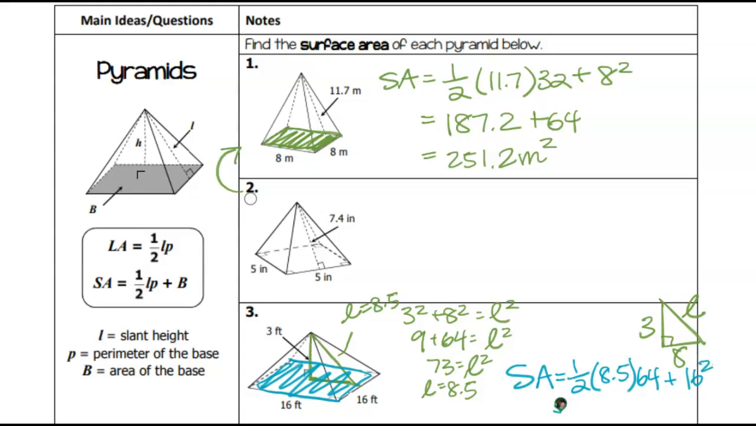When I multiply that out, 1/2 times 8.5 times 64, I do get 272 there, and then 16 squared is 256, and so that comes out to 528, and I do want to do feet squared.